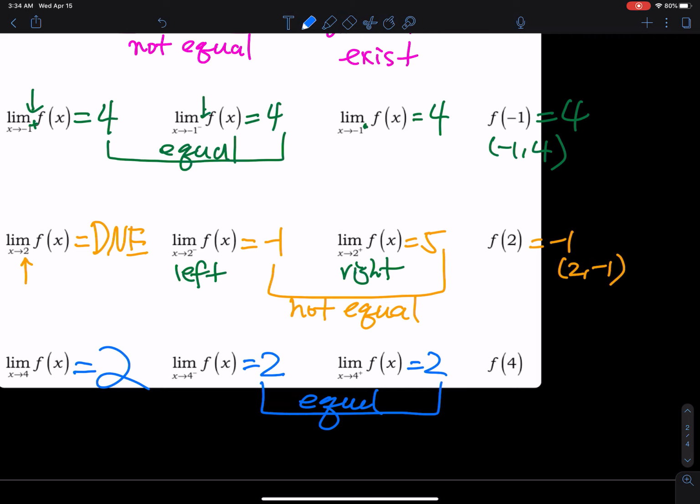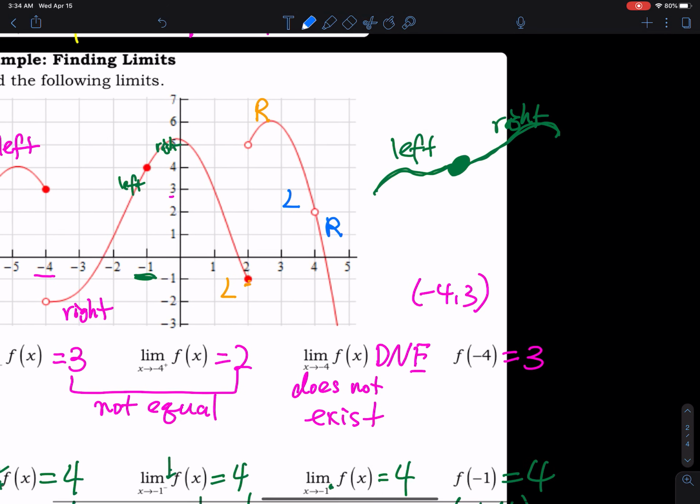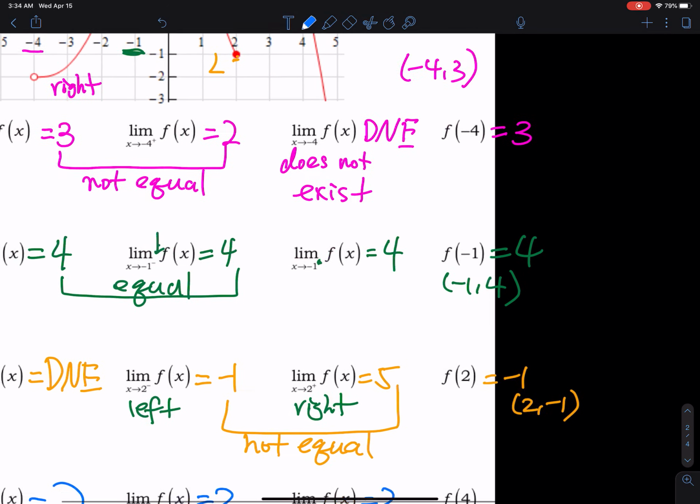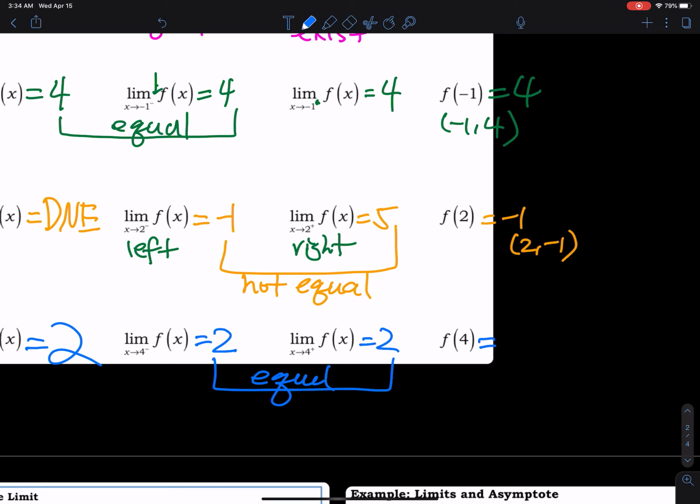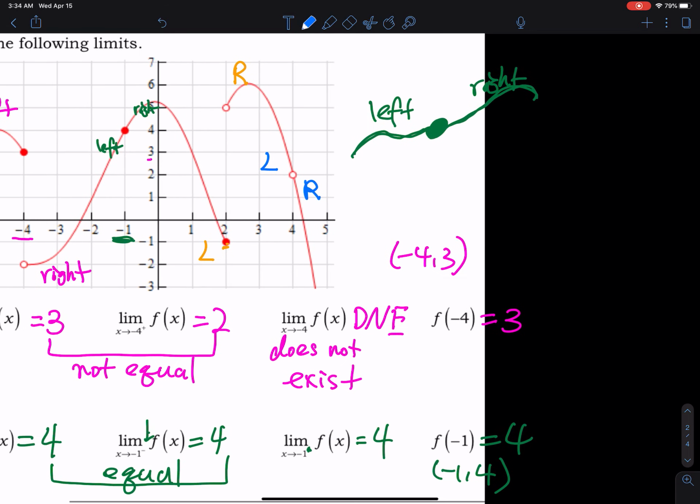But what about f of 4? If you look at f of 4, this is an open circle. Open circle means undefined. When x is equal to 4, nothing is defined. That's why they use an open circle. If they use an asymptote, same thing, nothing is defined.